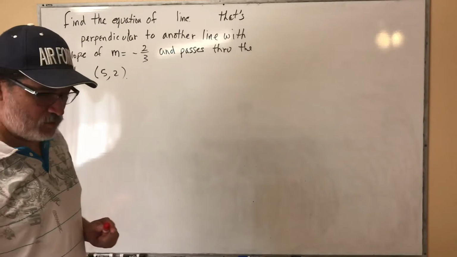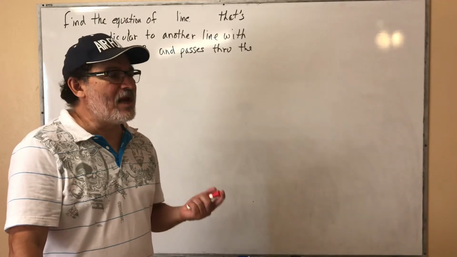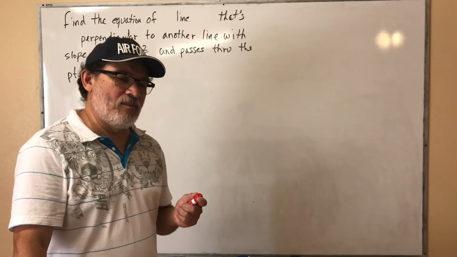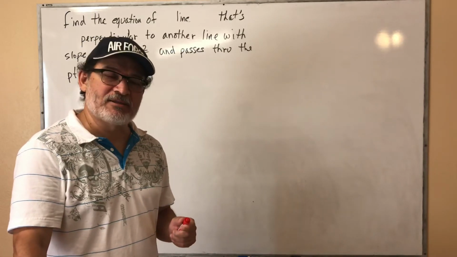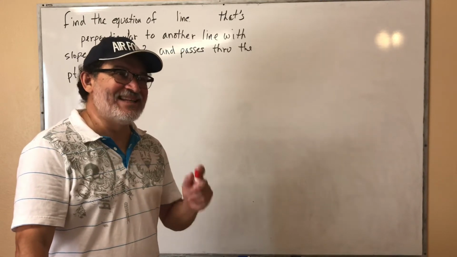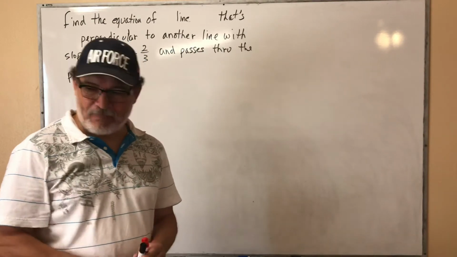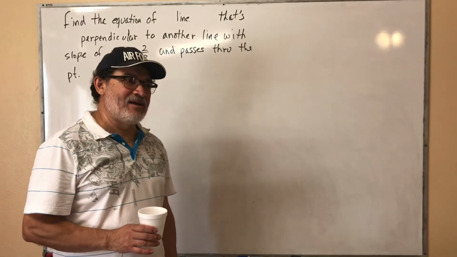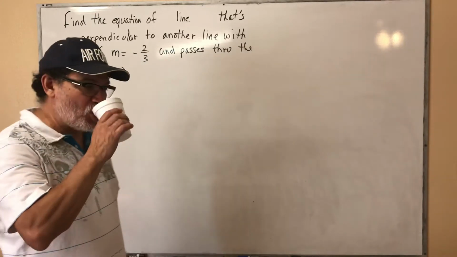Now, the line is playing tricks on you. That's what's going on. So what you need to do is remember the definition of perpendicular lines. Perpendicular lines have negative reciprocal slopes. Okay? Once again, perpendicular lines have negative reciprocal slopes.